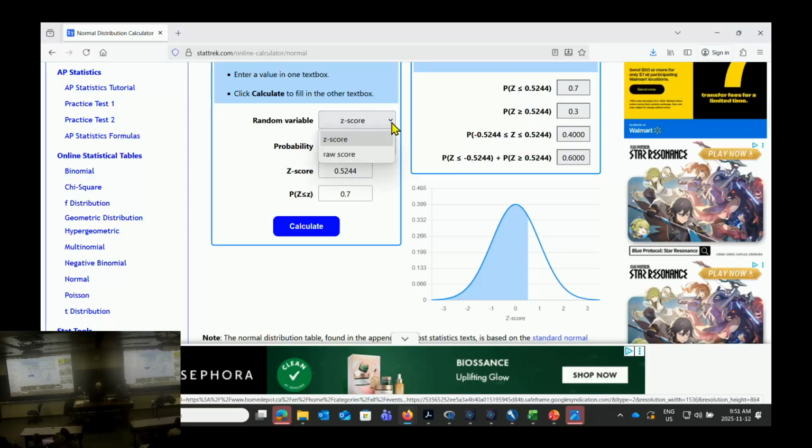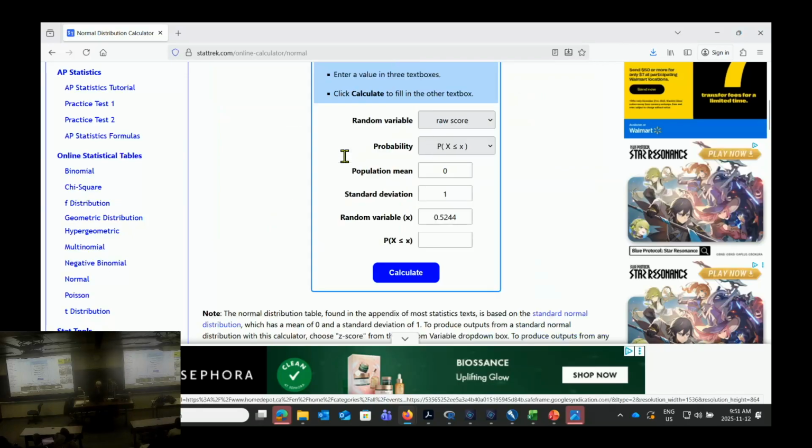Now that was a z-score, but we can also go for a raw score, and this allows us to adjust the mean and standard deviation. So what does the word population mean? Why is there the word population? We've just been calling it the mean. Well, for a theoretical distribution, that's a long discussion. So we should just ignore the word population for now.